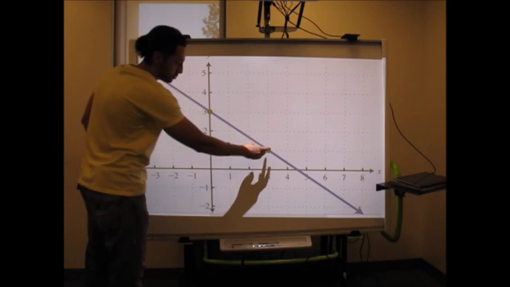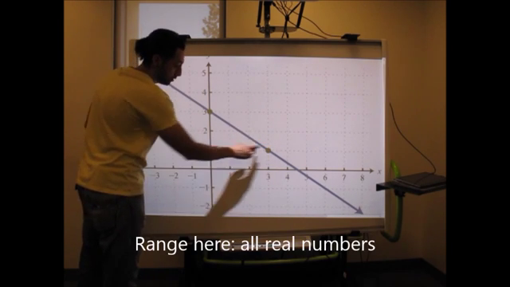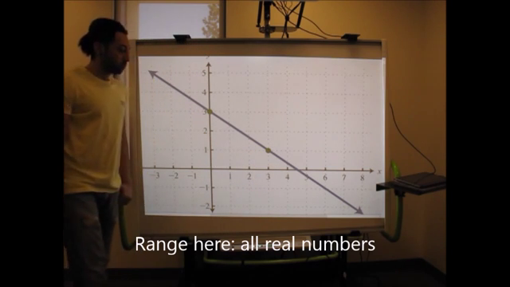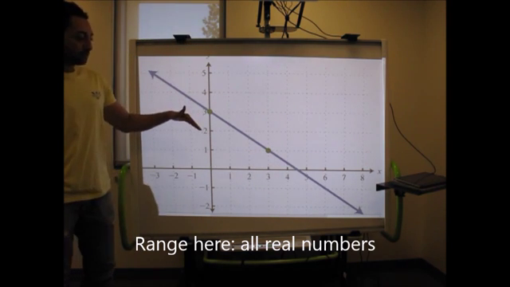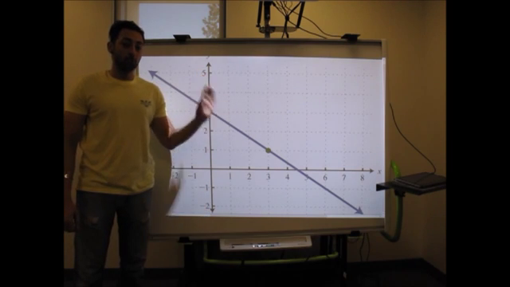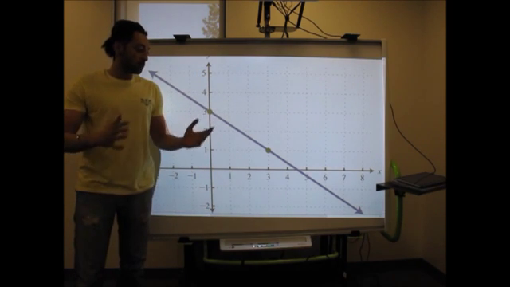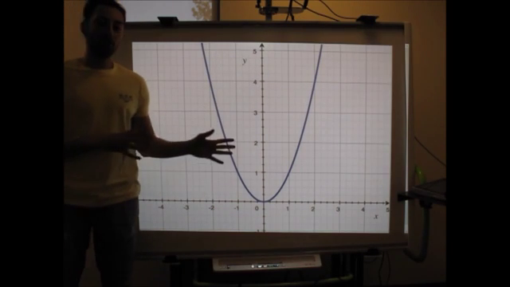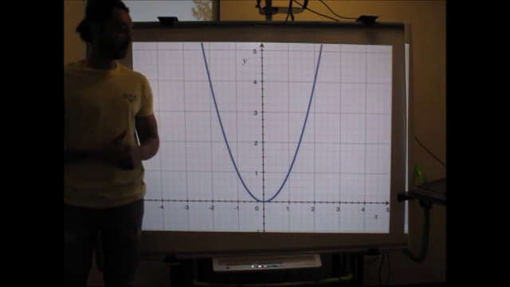And at this y value of, let's say, 1, there's an x value that corresponds to it. So when you're looking at a line, as long as it's not horizontal or vertical, it's going to have all possible values for the domain and range.